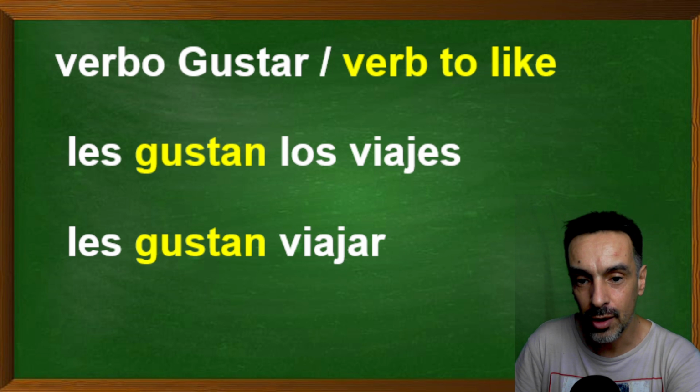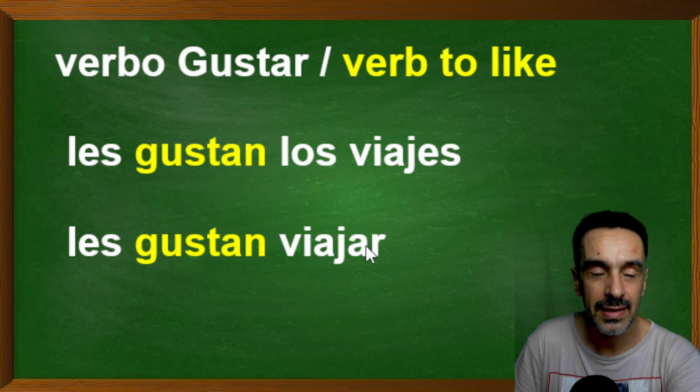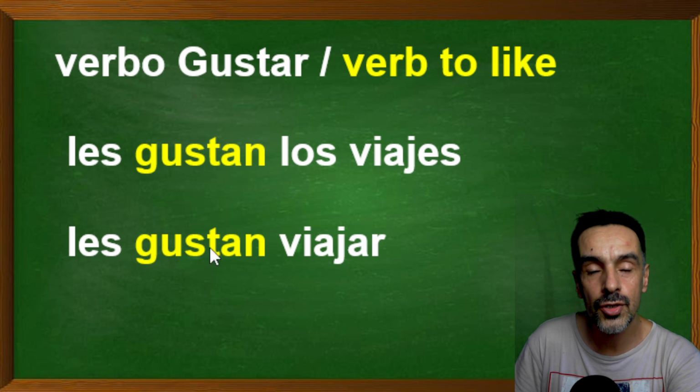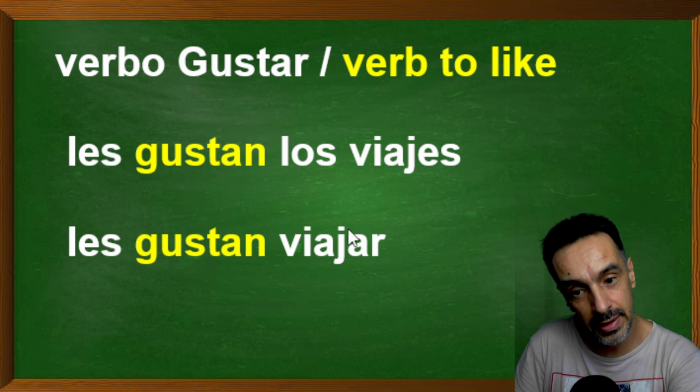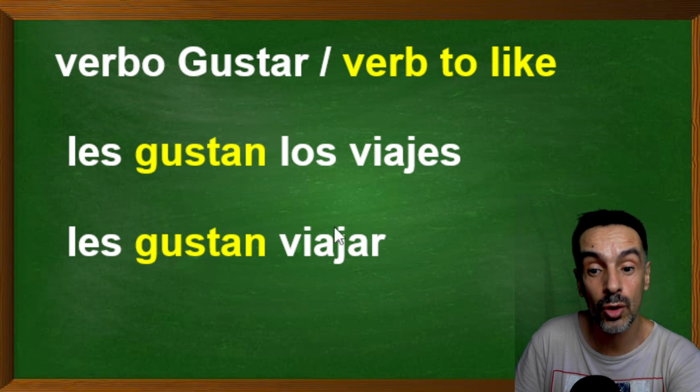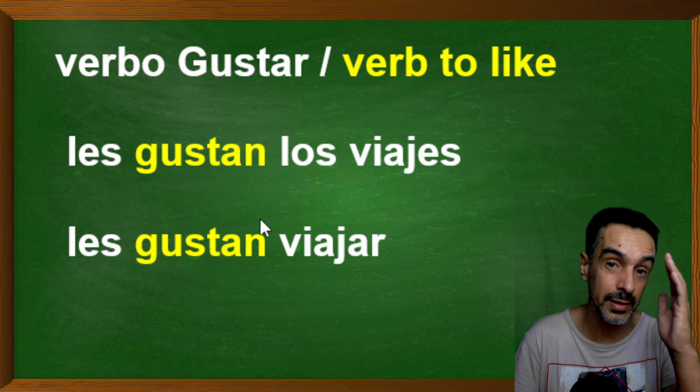Les gustan viajar. However, if you write here, les gustan viajar, it doesn't sound good because the like should apply to the action that they do. The action is viajar. So viajar in this sense sounds singular, not plural, even though you're talking in plural, you're talking about them or they.